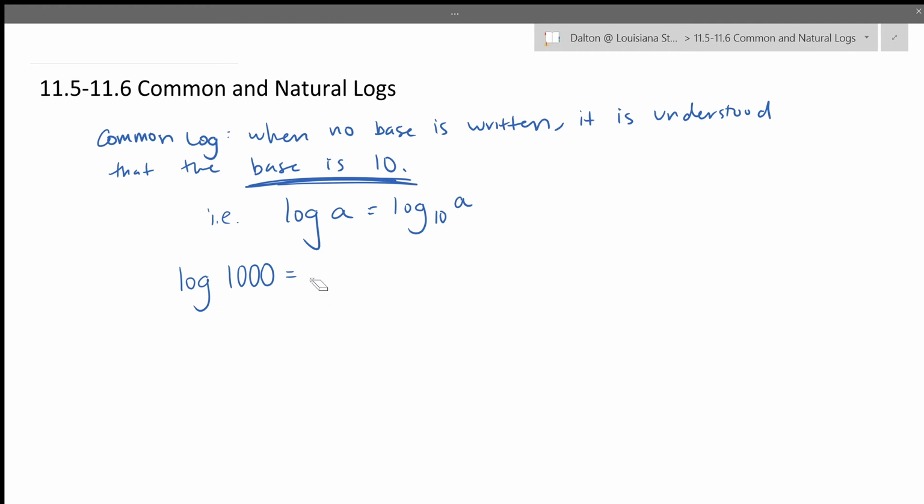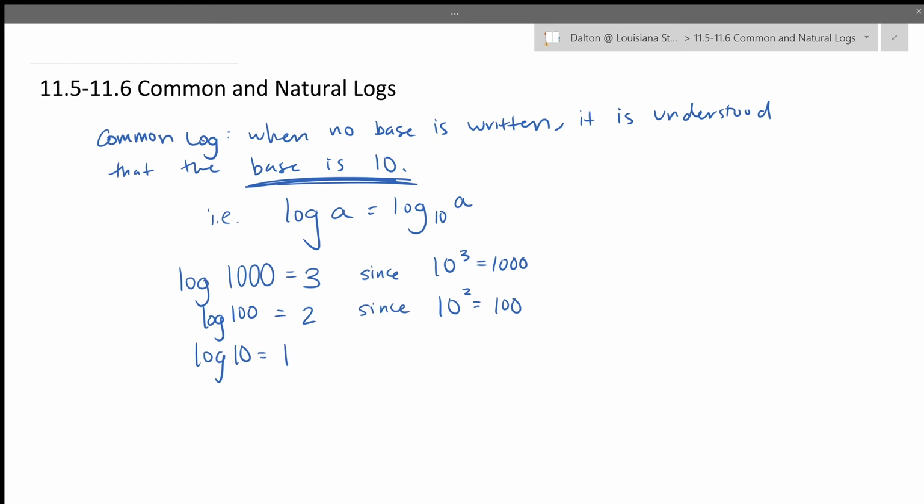So essentially what we're going to do each time is just that. Figure out 10 to the what power gives us that number on the inside. So the log of 1,000 is 3 since 10 to the 3rd power is 1,000. The log of 100 is 2 since 10 to the 2nd power is 100. And I should have written these a little bit closer together. The log of 10 must be 1 since 10 to the 1st power is 10. So you see the pattern here, right?